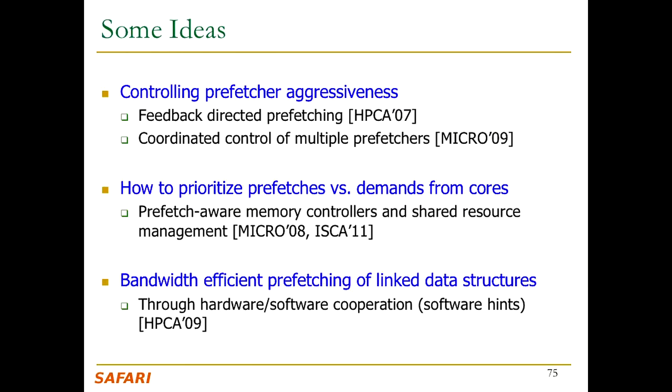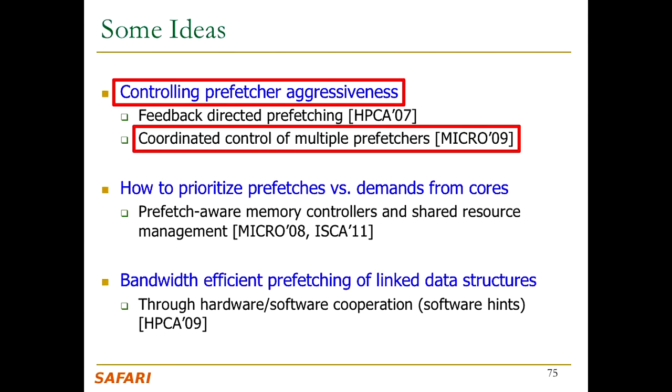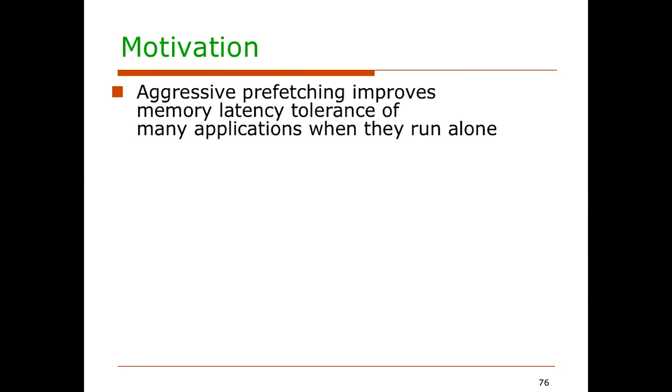Okay, so we're going to look at some ideas, not all of them, and there are more ideas to be developed over here, I think. And controlling prefetcher aggressiveness is one of them. And this coordinated control is interesting because the feedback-directed prefetching that I discussed earlier, as I said, doesn't work. So I'm going to give you some ideas on this coordinated control very quickly.